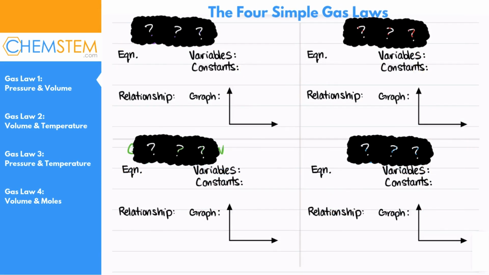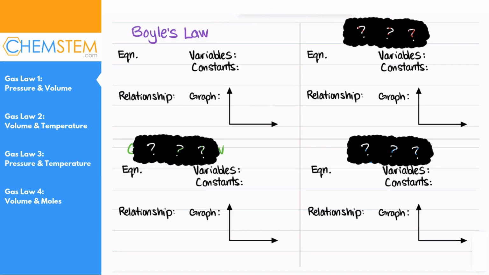Here's an overview of 4 simple gas laws that you should learn in order to understand how larger or more complex gas laws work. Let's start with Boyle's law. Boyle's law is the relationship between pressure and volume. So we have P comma V. The equation is P1 V1 equals P2 V2.